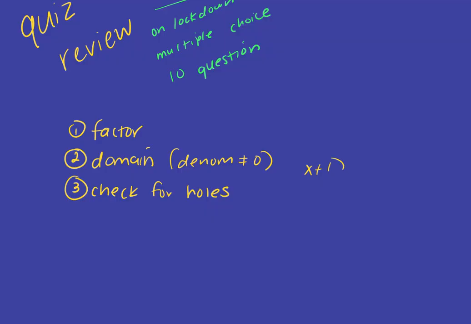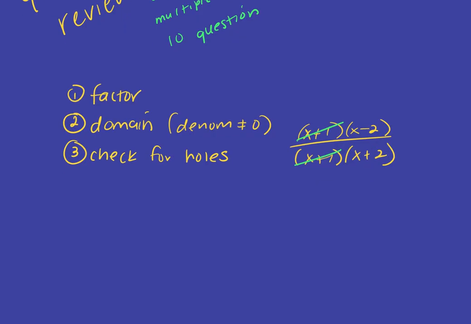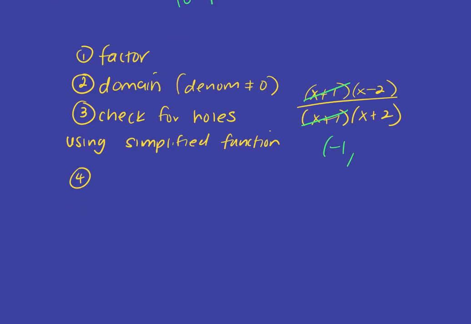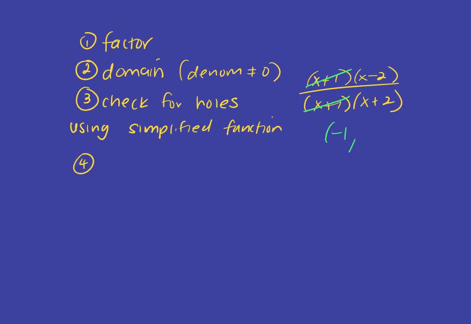So if I had (x plus 1)(x minus 2) over (x plus 1)(x plus 2), I could cancel out the x plus 1s, and the hole would be at x equals negative 1. So I'd get the x coordinate by setting my parentheses equal to 0. Then everything else after that comes after I simplify, using the simplified function. Order doesn't really matter after this, except that it has to come with my simplified version, okay?